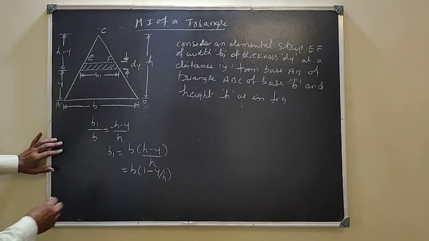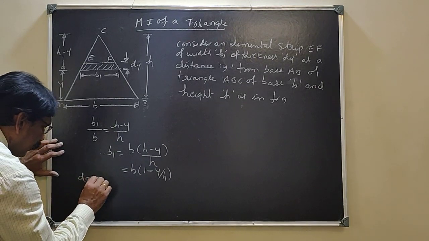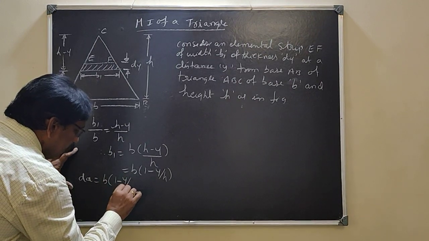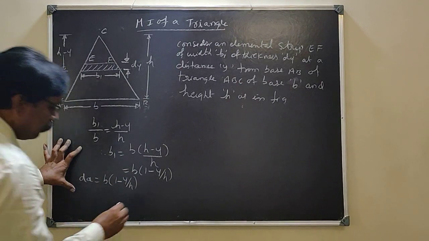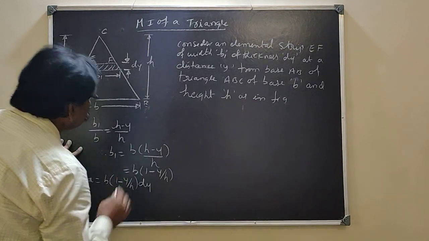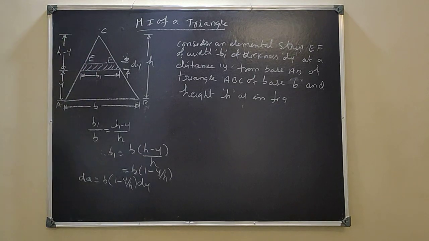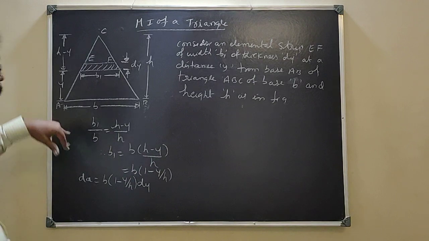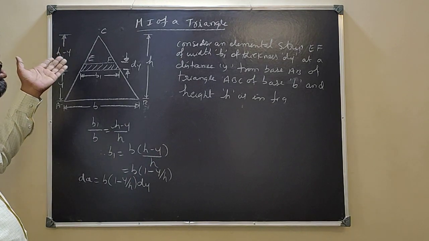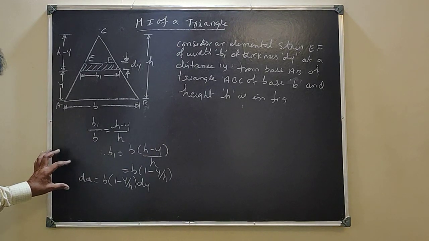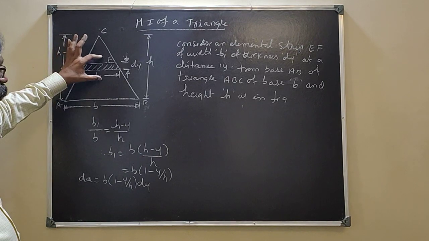So therefore the elemental area, that is dA, is equal to B into 1 minus y by h, that is width, multiplied by thickness. Thickness is nothing but dy. So length multiplied by thickness will be the area of this elemental strip. Now we are proceeding on similar lines. We have done the derivation for the center of gravity, but here it is for the moment of inertia.